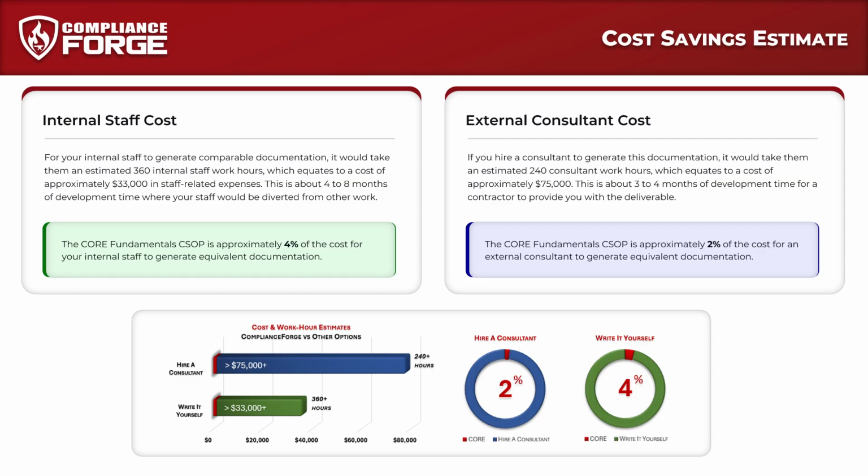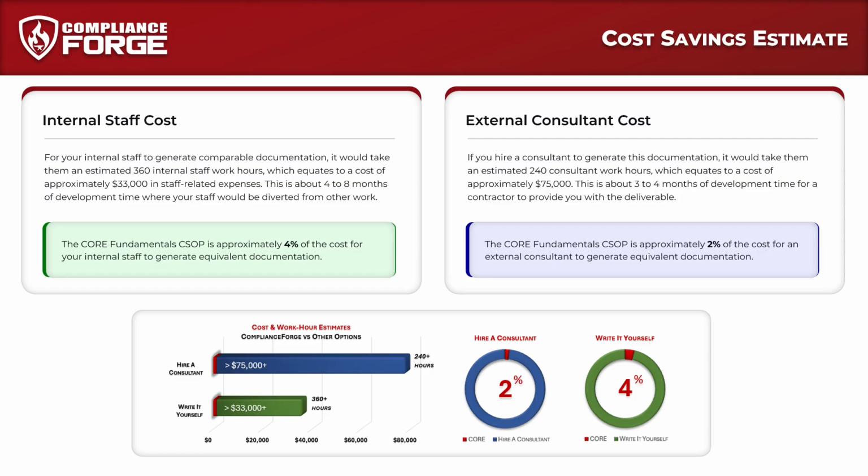If you hire a consultant to generate this documentation, it would take them an estimated 240 consultant work hours, which equates to a cost of approximately $75,000. That is about 3 to 4 months of development time for a contractor to provide you with the deliverable.